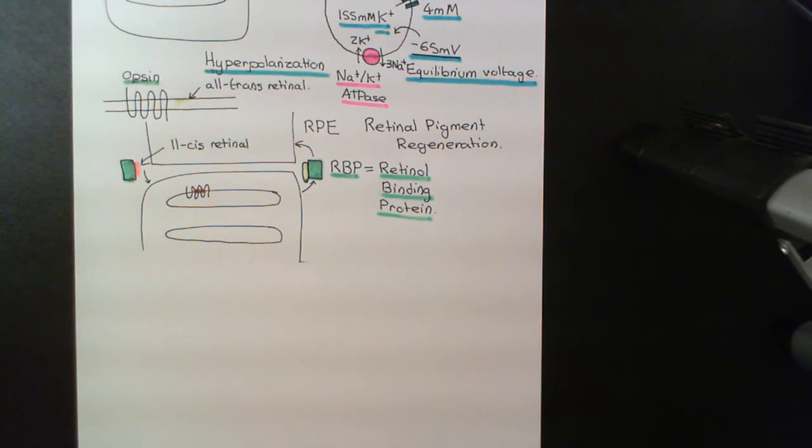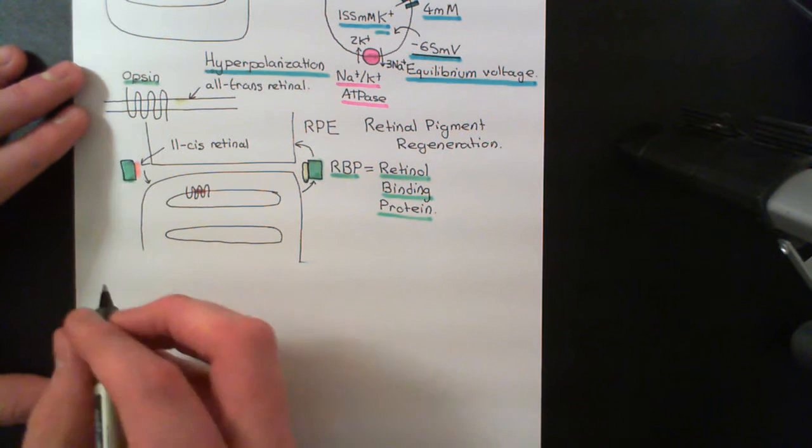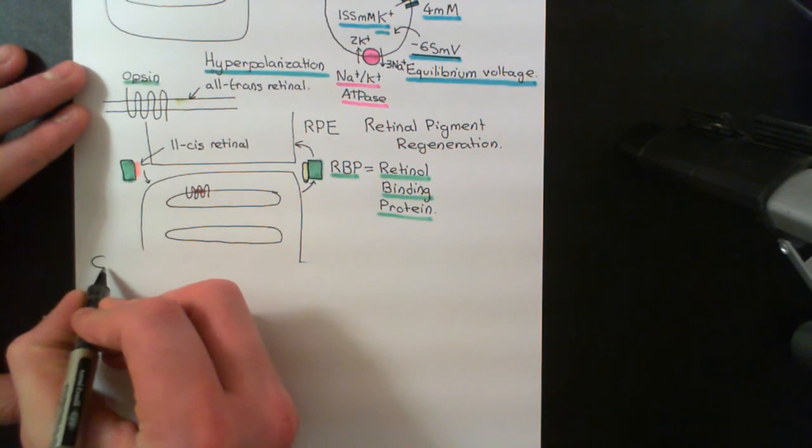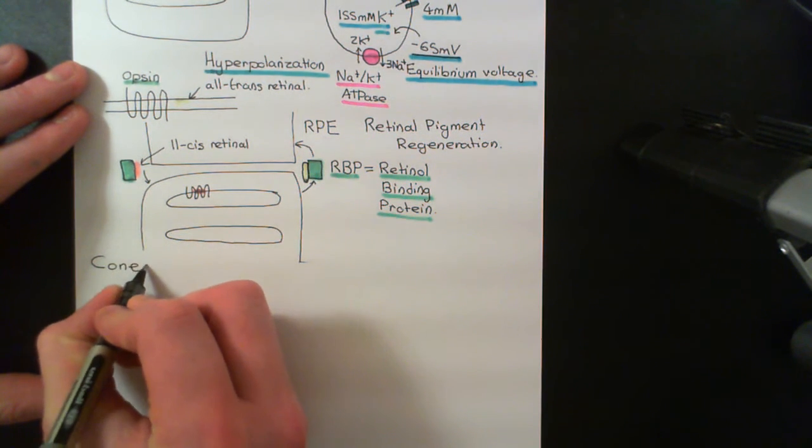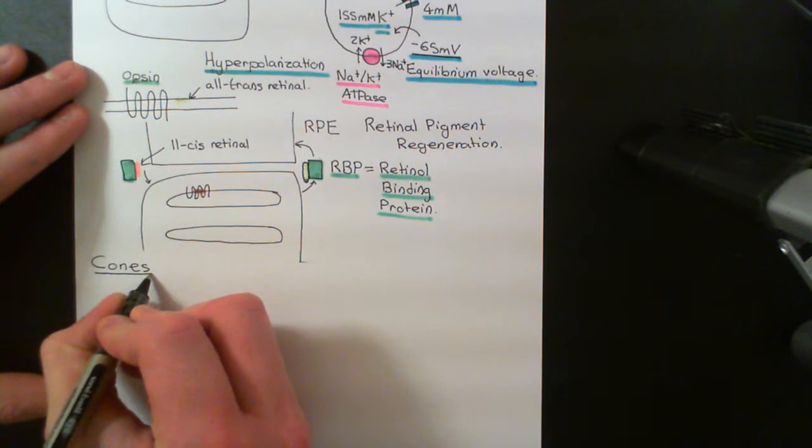What I first want to do is have a look at how this process is slightly different for the cone photoreceptors as compared to the rod photoreceptors. So I want to tell you about the difference between phototransduction in the rods and phototransduction in the cones. Okay, so let's now turn our attention to phototransduction in the cones.